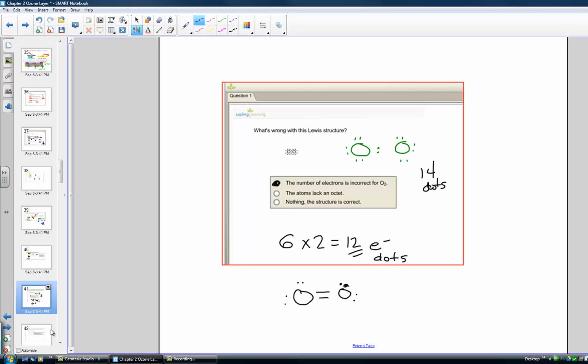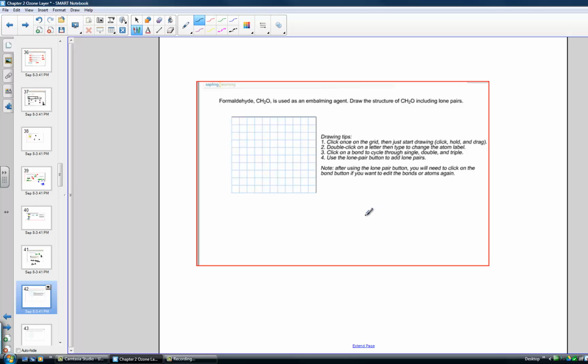And we'll look at one more. Let's look at CH2O, which is an embalming agent. It's known as formaldehyde. We're going to put carbon in the center. Carbon is the element with 4 valence electrons. I know that I can place a hydrogen with its 1 electron and just kind of take care of these spots that are open.